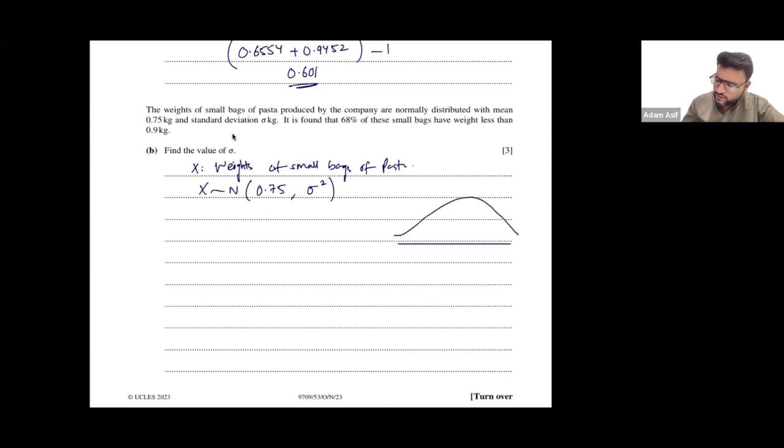So if I draw a bell curve, the mean is 0.75. The value of 0.9 is going to be over here. It is given that 68% of these bags have a weight less than 0.9 kg. So the probability that a bag is going to have a weight less than 0.9 kg is 0.68. So that's the body area 0.68. Now it's a reverse question in which the probability or the body area is given and you're going to find the corresponding Z value.